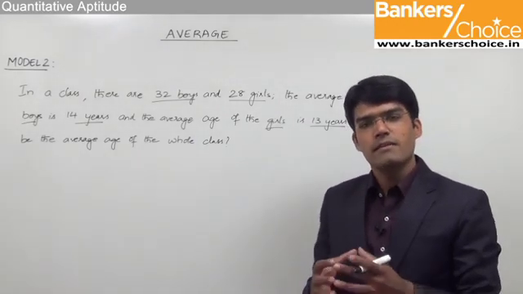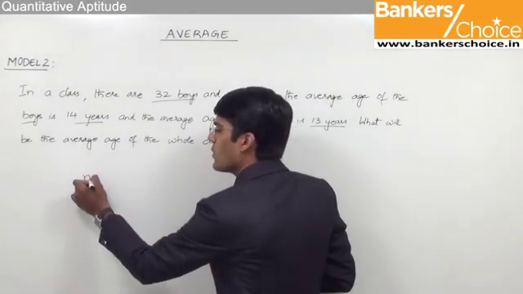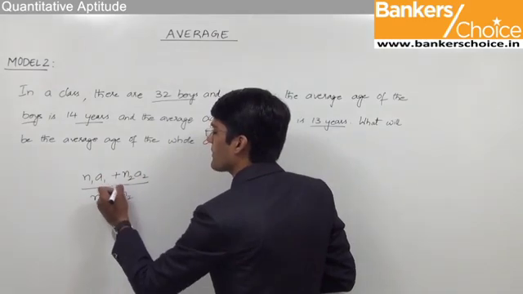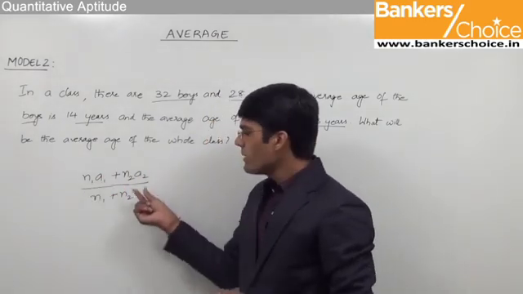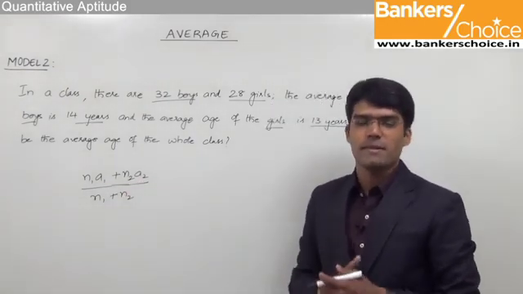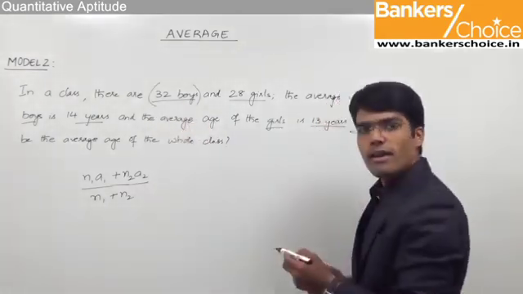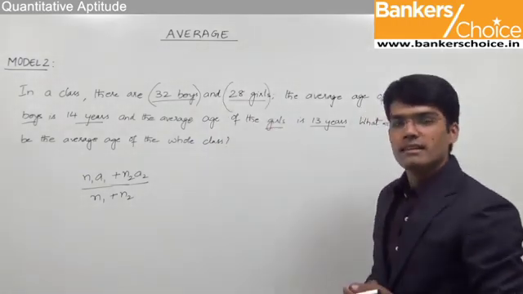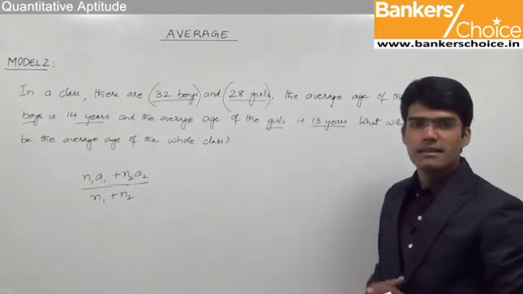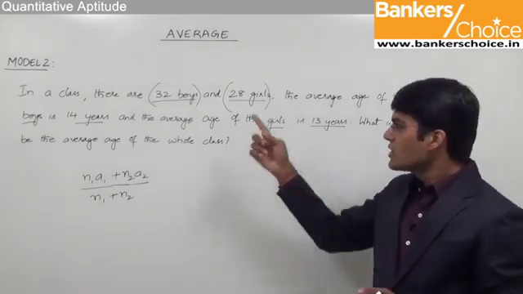We have just learned that whenever the averages of two different groups are given to us, we can find out the combined average as n1a1 plus n2a2 divided by n1 plus n2, where n1 is the number of persons in the first group, n2 is the number of persons in the second group, and a1 and a2 are the averages of the two groups respectively. Now in the given question as well, we find two groups. One is a group of 32 boys and the other is a group of 28 girls. For these 32 boys, the average is 14, and for the 28 girls, the average is 13 years. The average age of the whole class will be nothing but the combined average of these two groups.